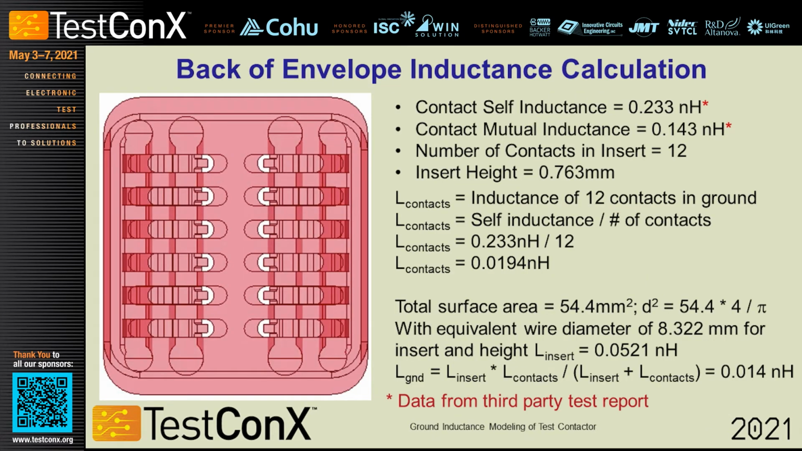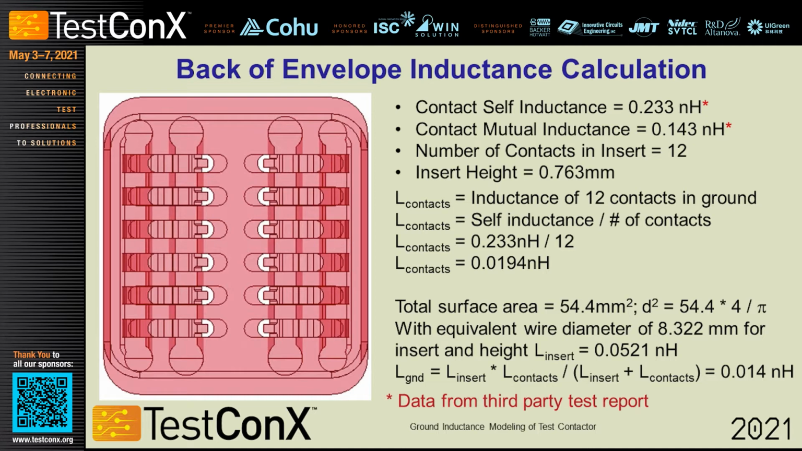Here's a picture of that insert, and the values for the contact inductance and the mutual inductance are pulled from a third-party test report. The number of contacts in this insert is actually 12. The height of this insert is 0.763 millimeters.